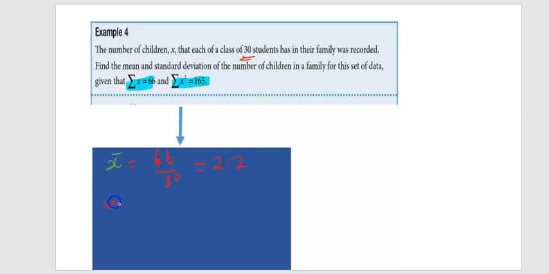The variance is going to be 165 divided by 30, which is the number, minus 2.2 squared. And this should give us 0.66. And the standard deviation is nothing but the square root of the variance, the square root of 0.66. This will give you 0.812 to 3 significant figures.